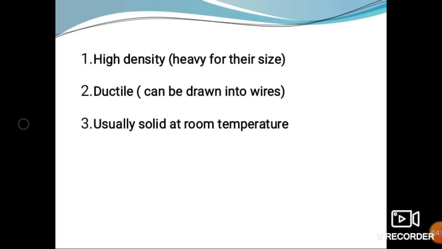That means metals are solid at room temperature, except mercury. Mercury is a metal which is a liquid. That is an exceptional case. We shall discuss it later in the class. So they are usually solid at room temperature. All the other metals except mercury are solid at room temperature, that is 25 degrees Celsius.